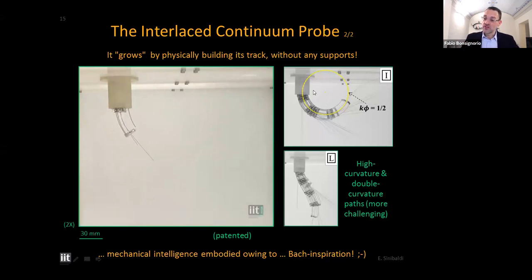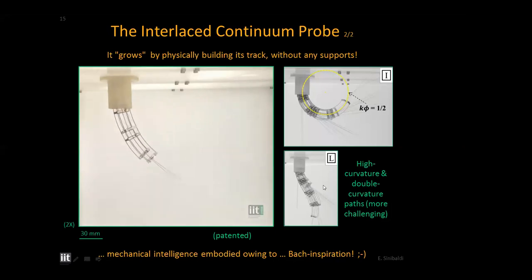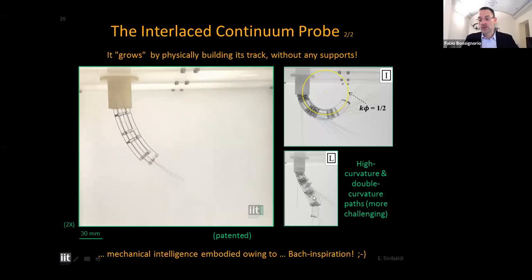We were able to achieve very nice curvature on a single plane. Whenever we try to pursue a double curvature shape, I must admit that it's more challenging because of the finite width of the disk, and also because whenever you want to flip the curvature, being first in this plane and then in this direction here, you directly oppose the previous actions. So on a system that is even longer, you have some more troubles.